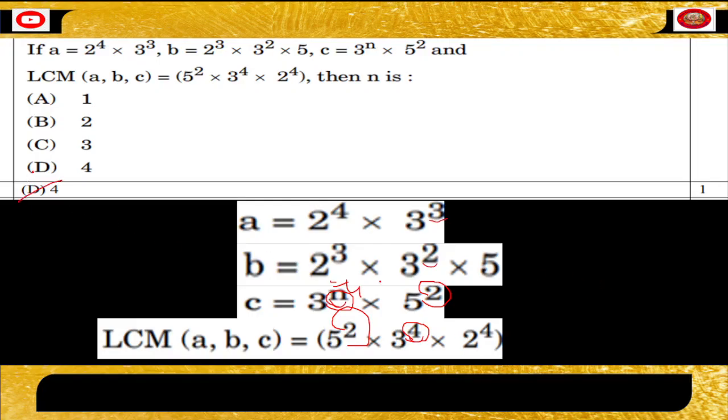Here is 2 raised to 4, here is 2 raised to 3, here is 2 raised to 4. LCM means the highest power. Here is 5 raised to 1, here is 5 raised to 2. LCM means 5 square is the highest power. That means 3 raised to 4. Here in the LCM, 3 raised to 4 means the value of n should be 4. Understand students? The next question.